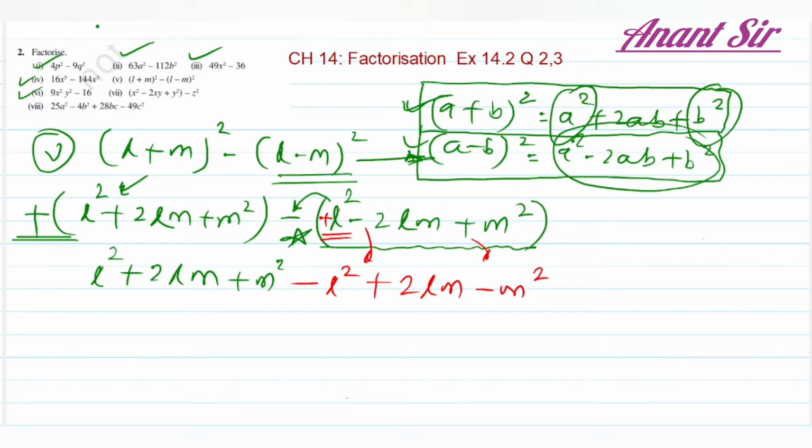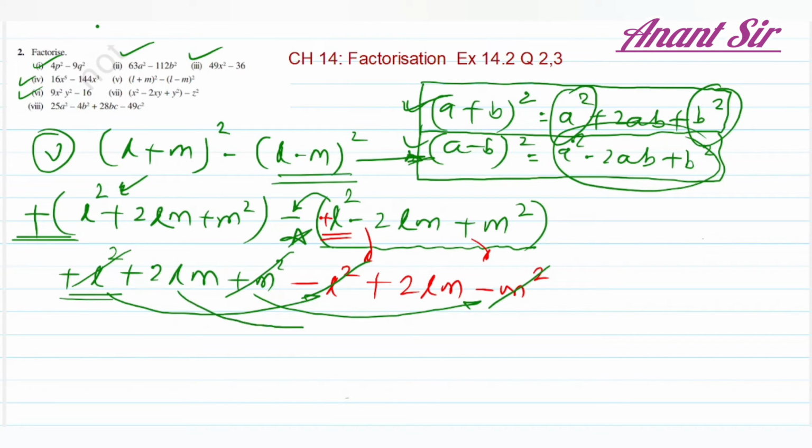Now we can solve the like terms if there are any. So this is plus L square and this is minus L square, so they will get cancelled. Similarly, plus M square minus M square also get cancelled. So now what remains? Plus 2LM plus 2LM. So we get the answer as plus 4LM. So this is one method by which we can solve this question.